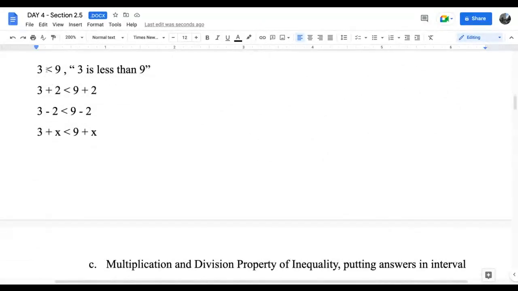Let's see some examples. We're less than 3, less than 9. Right? We can add the numbers on both sides.